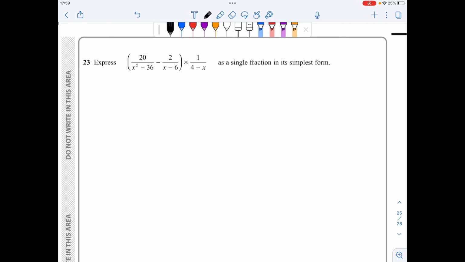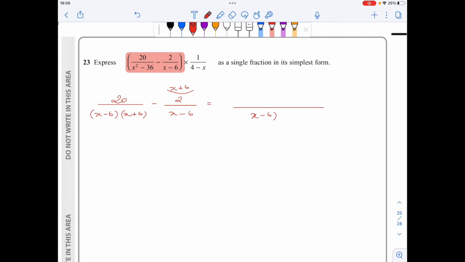For question 23, I'll start by subtracting the 2 fractions inside the bracket. Now, the denominator of the first one can be written as x minus 6, x plus 6, and then the second one will stay the same. Now, I'll multiply the second fraction by x plus 6. So if I merge them into one fraction, the denominator is common. And then at the top, I've got 20 minus 2 times x plus 6.